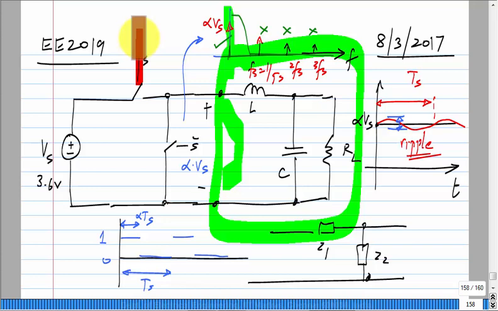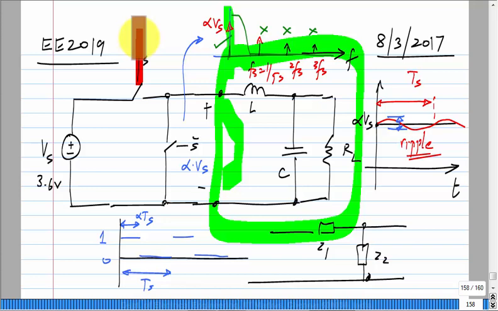No. What I mean is the ripple. Let's say when I design this, I design it for 100 kilohertz switching frequency, and I have chosen some L and C, and the peak to peak ripple is 10 millivolts. Now I double my switching frequency to 200 kilohertz. What do you think will happen to the ripple?